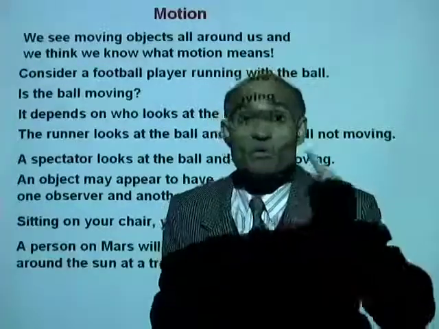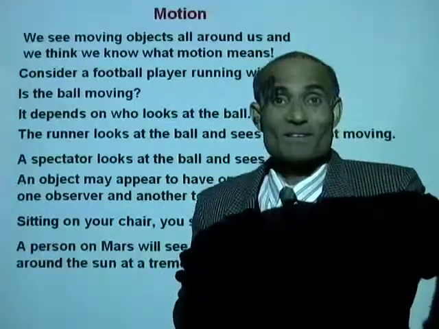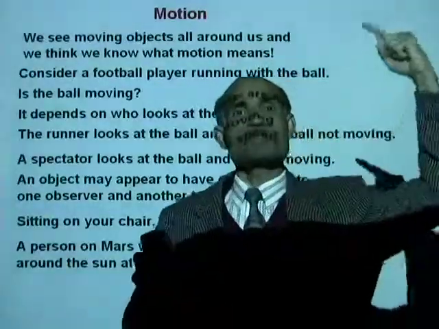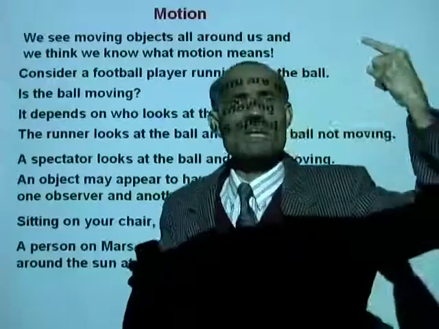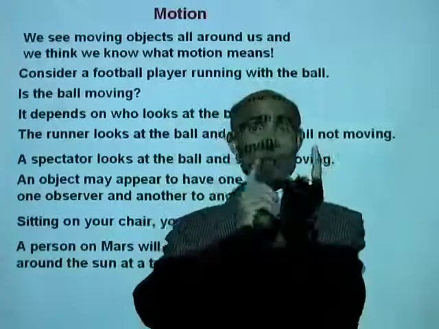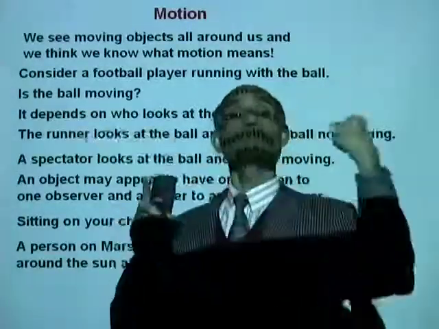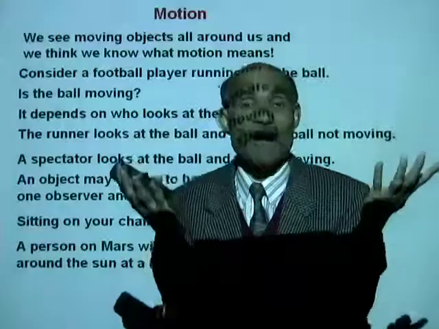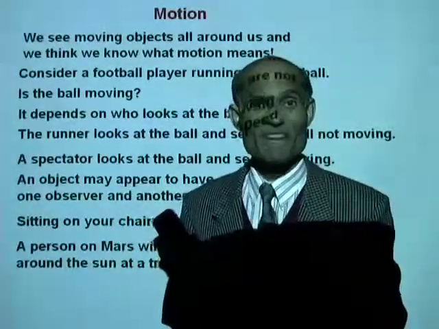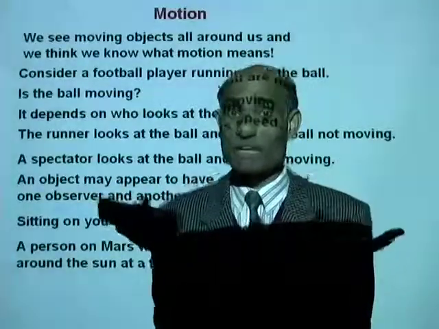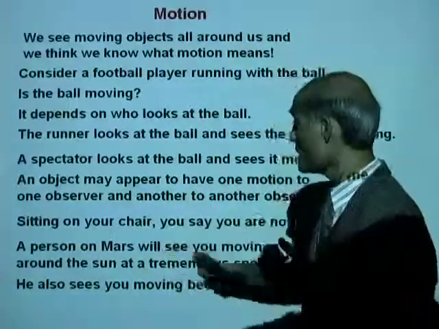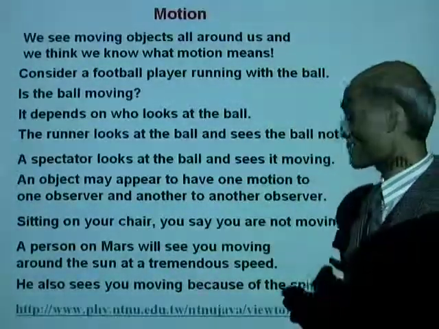Now, when you sit on your chair, you say that you are not moving. But suppose there is a person on Mars. What does he see? He sees you going around the sun at a neck-breaking speed. He says you are really moving. Then the spinning of the earth makes you go round and round. You are actually moving. But you say you are not moving. Now, is motion a complicated phenomenon? Well, you see, motion is a complicated phenomenon.